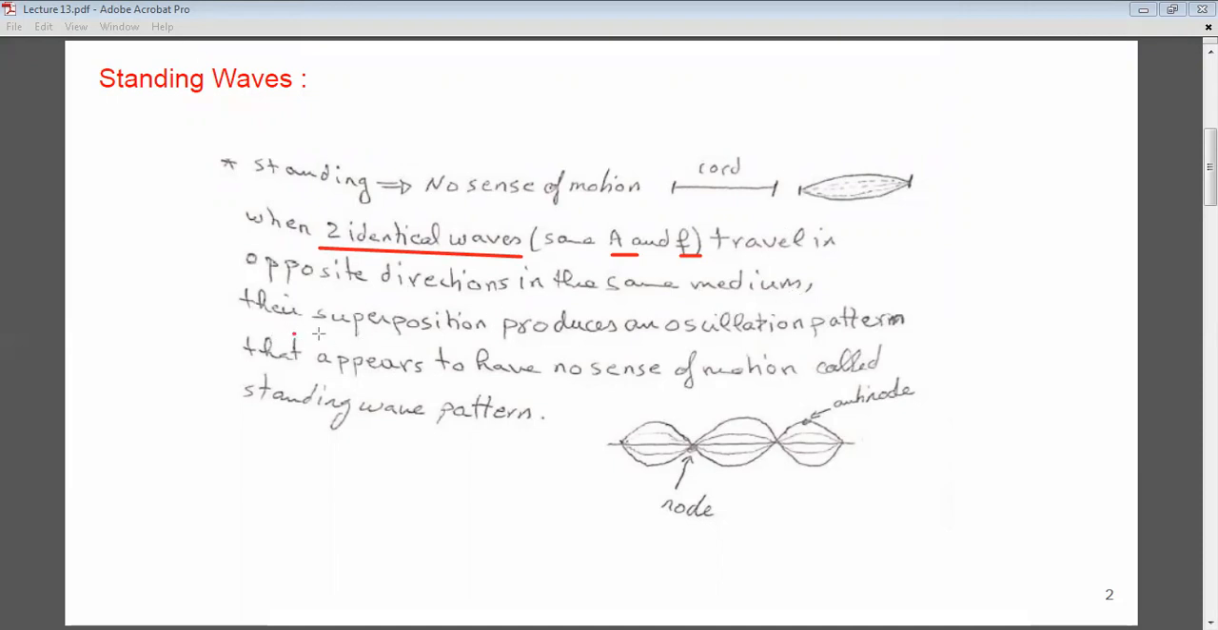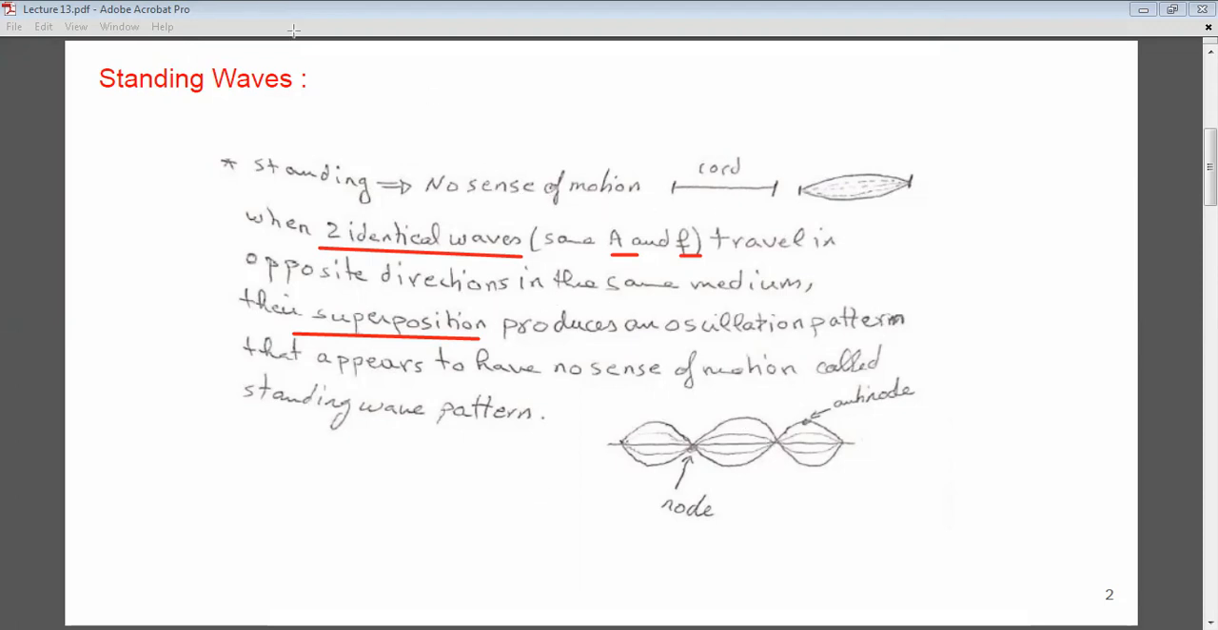Again, there will be superposition, but our superposition will produce an oscillation pattern that appears to have no sense of motion. We will see something like what I've drawn over here. If we look at this, we will think that it's not actually moving, while in reality it is really moving. But to our eyes, it will look like it's standing. That is, there is no sense of motion.